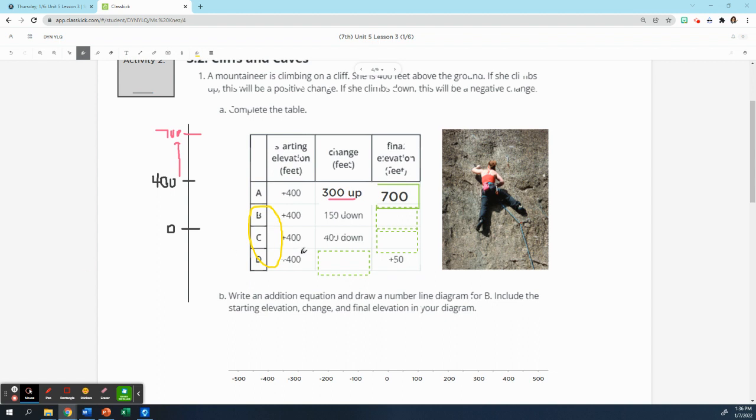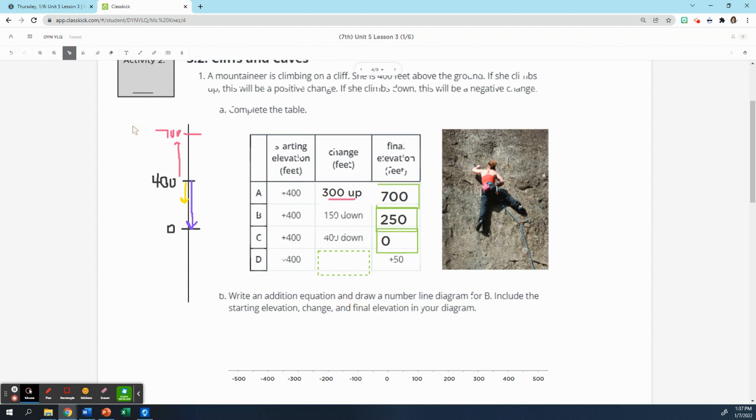All right, you should have paused to complete B, C, and D. For example, in B, we know that the climber is moving 150 feet down. So instead of adding to 400, we're going to subtract. 400 minus 150 is 250 feet as our final elevation. Similarly, when we move 400 feet down, we know that we'll be going all the way back down to 0. And so our final elevation is 0.